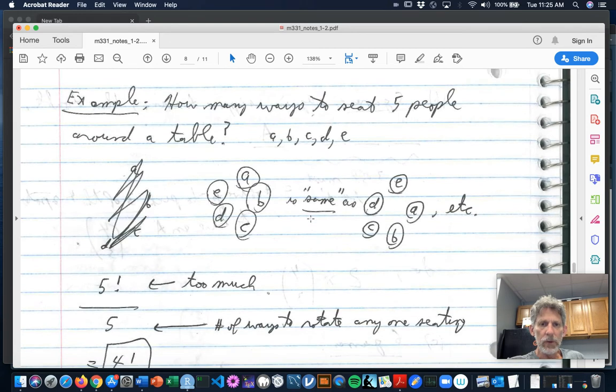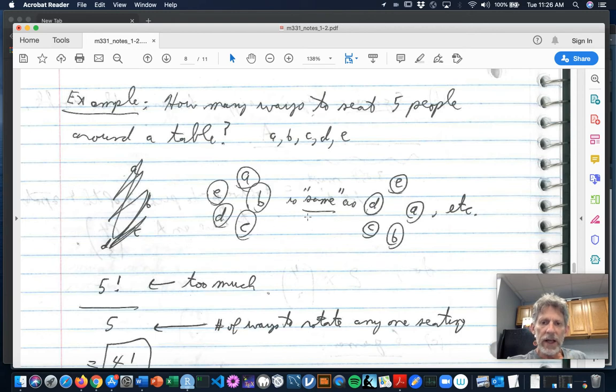Let's head for another example. How many ways are there to seat 5 people around a table? So say you've got people A, B, C, D, and E. You could put them like this: A goes in this chair, and then B goes in this chair, and so on, clockwise.